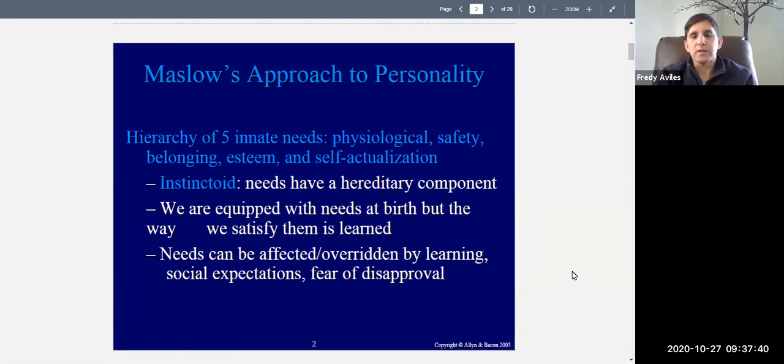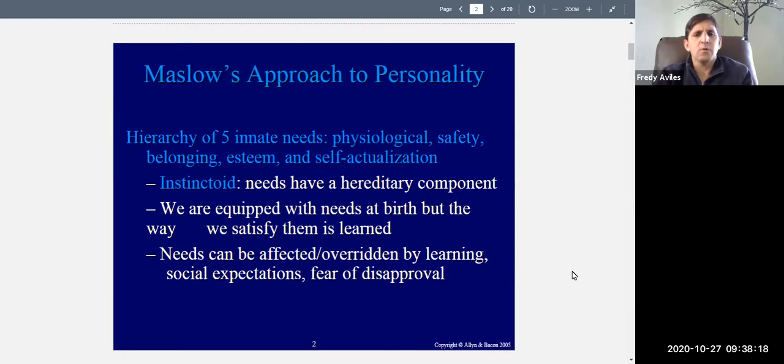We are equipped with the needs at birth. We have them from birth, but the way we satisfy them, that is what is learned. Okay, so we're born with these needs, but the way we satisfy them, we can learn from parents, from society, from whatever's around us, from our experiences. The needs can be affected, overridden, by learning, social expectations, fear of disapproval. So we can learn, for instance, to pursue some needs to a greater extent than others. We can learn to basically ignore some and deny some of those needs.